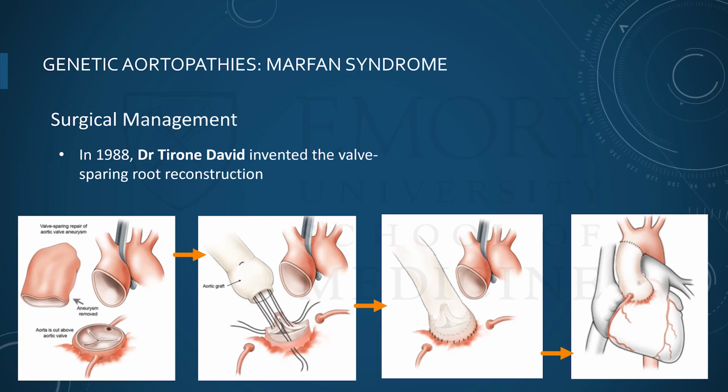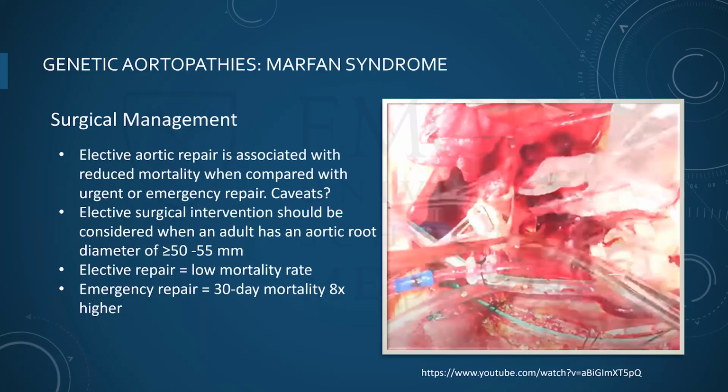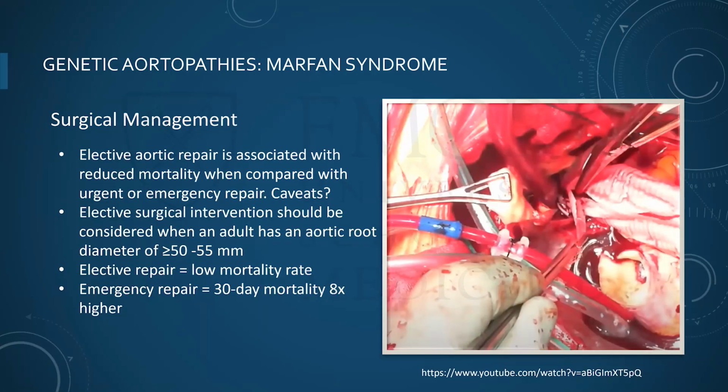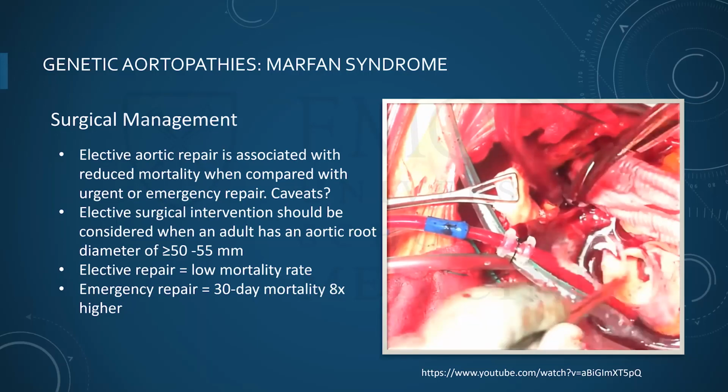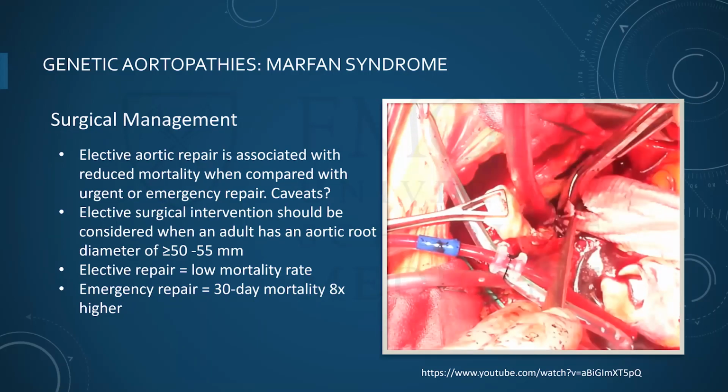More recently, 20 years later, Dr. Tirone David invented the valve-sparing root. This is a way to not explant the aortic valve and replace it with a mechanical valve. We can leave the aortic valve as is, and the graft itself is sutured in a way that pulls the annulus of the aortic valve taut, so we don't get severe aortic regurgitation as a consequence. We're going to talk a little more about the indications for surgical repair in the coming slides, but generally at 50 to 55 millimeters is when you want to consider repair.